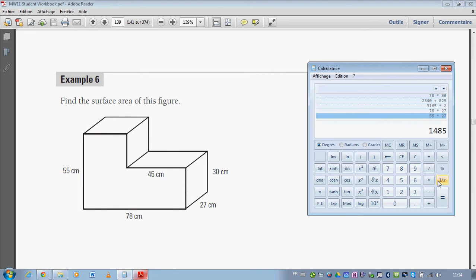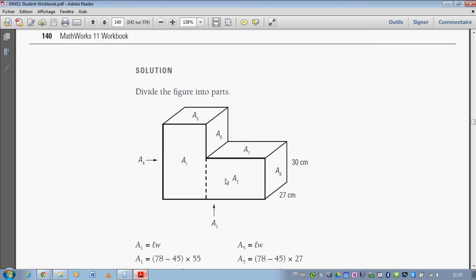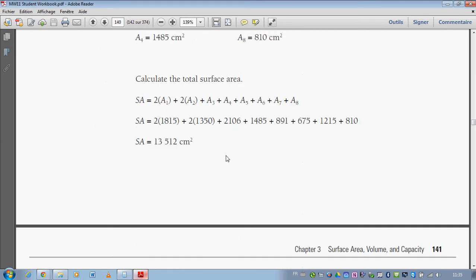Sorry. So now all that's left to do is just add all those areas that we jotted down throughout this entire example. So here they are. I was jotting these down as I was figuring them out. So 2,106 plus 1,485 plus 6,330 plus 2,106 plus 1,485. So that gave me a total area of 13,512. So yeah, that's the total surface area, 13,512.